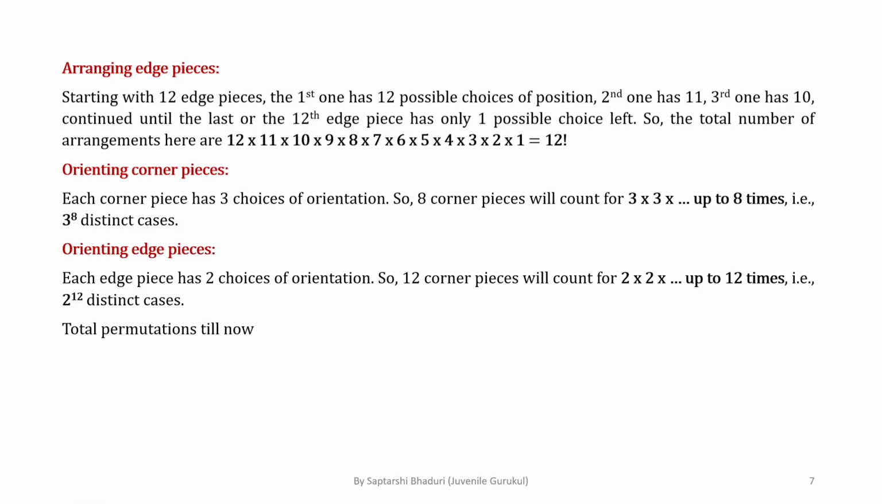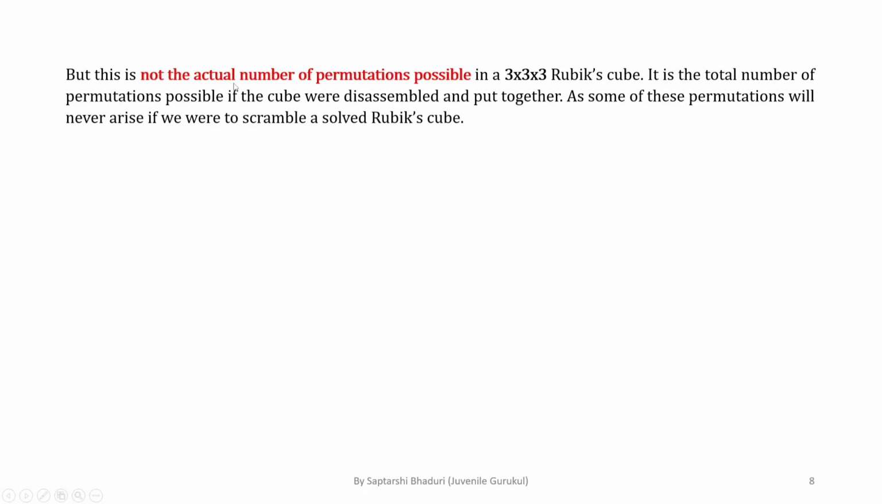Now the total number of permutations we have equals 8 factorial times 12 factorial times 3 to the power 8 times 2 to the power 12, which is this huge number. But this is not the actual number of permutations possible in a 3 cross 3 cross 3 Rubik's cube. It is basically the total number of permutations possible if the cube was disassembled and put together, as some of these permutations will never arise if we were to scramble or solve the Rubik's cube.